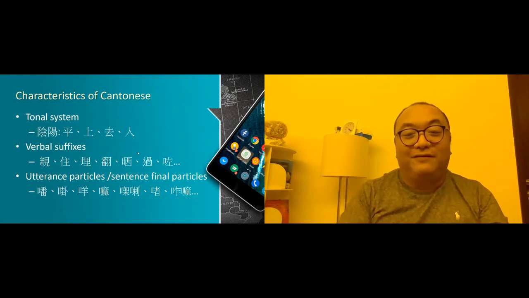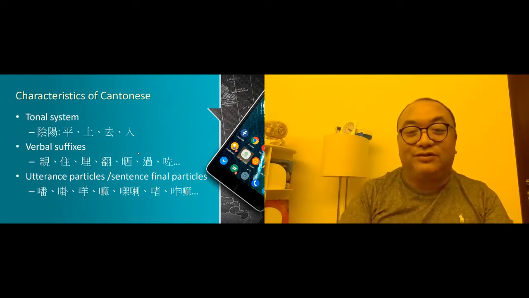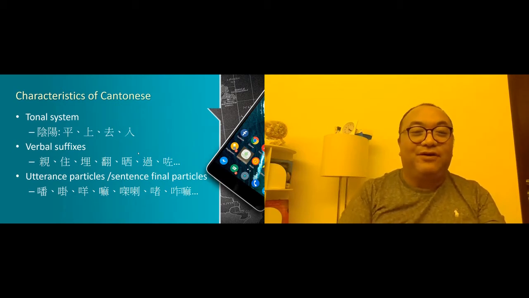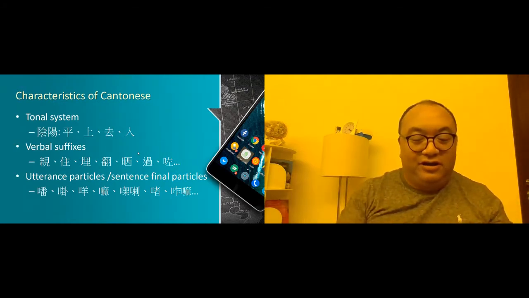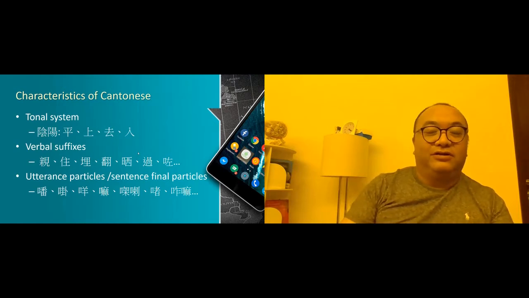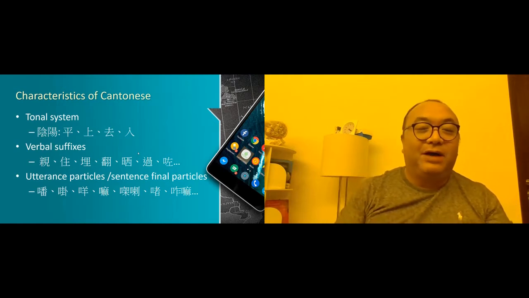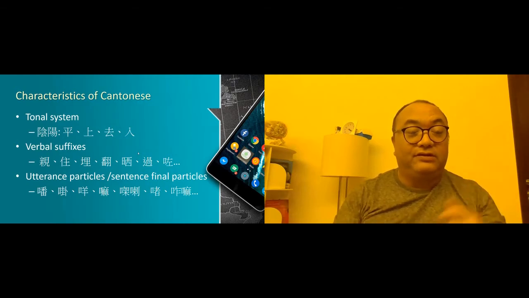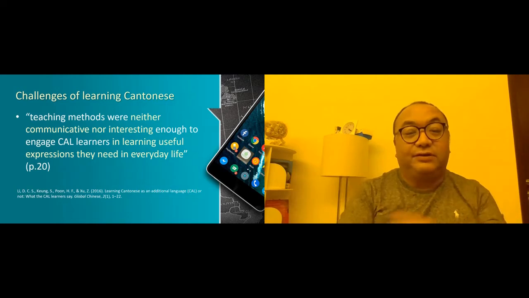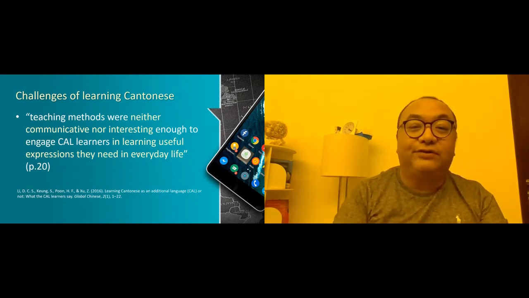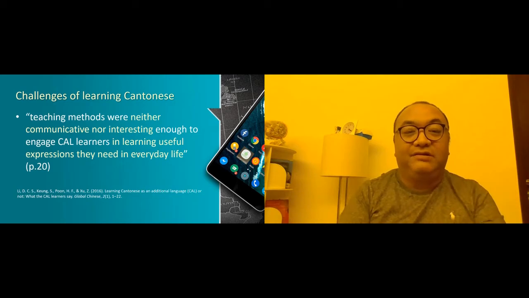So if you think that after learning Putonghua or Standard Chinese, you can master Cantonese, I'm afraid you underestimate the power of Cantonese or the features of Cantonese. In fact, it's not that simple. It's not just one-to-one translation, and there are a lot of features that you need to master in order to be proficient in Cantonese. But I'm not going to give you the details of all these features. Instead, I want to share with you some of the studies or some of the views given by learners of Cantonese when they pick up Cantonese.